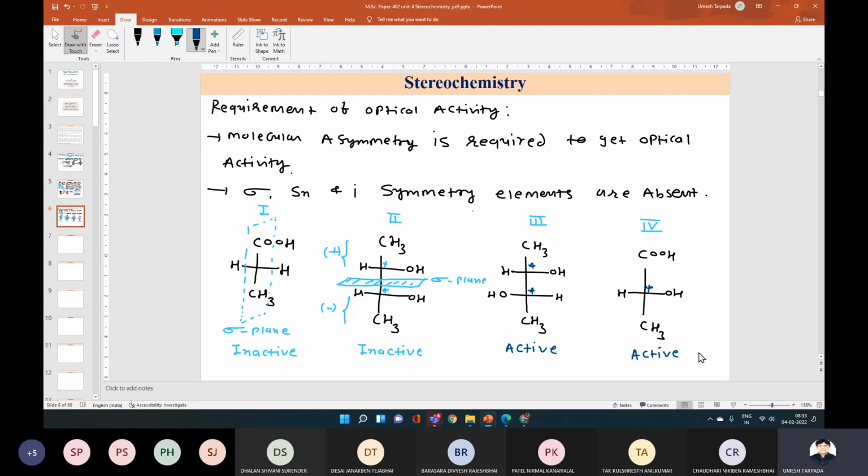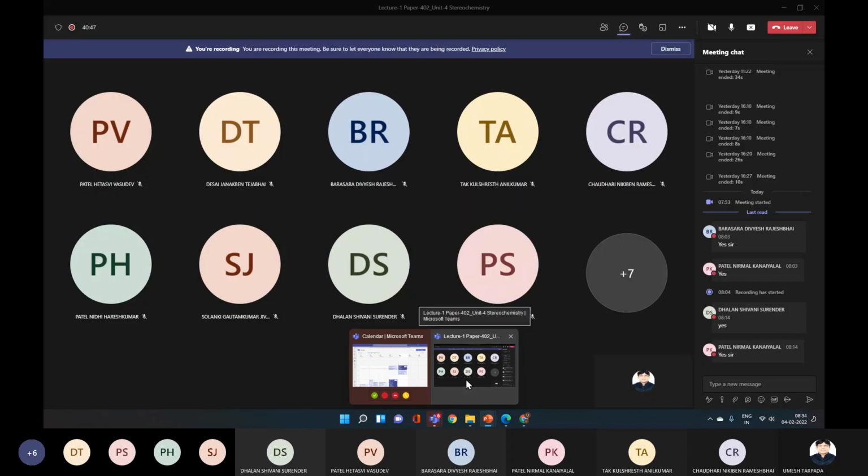Okay, so this is the way you can predict optical activity. Is it clear up to here? Is there any doubt? No, sir. Okay. Etasvi, is there any doubt? No, sir. Okay. Desai, Janak, Janakben, no sir.